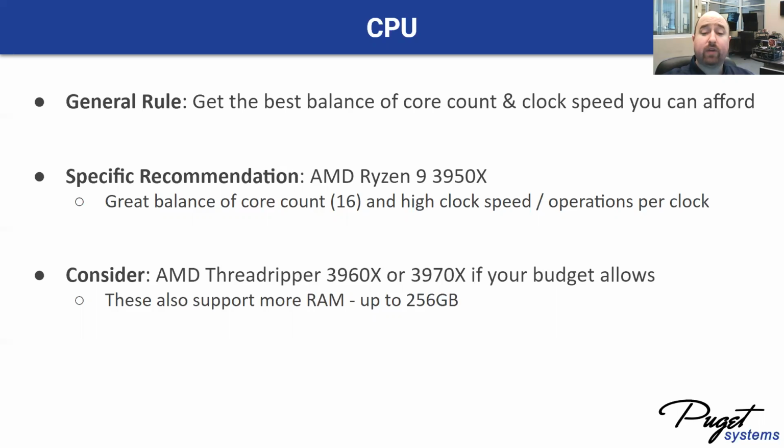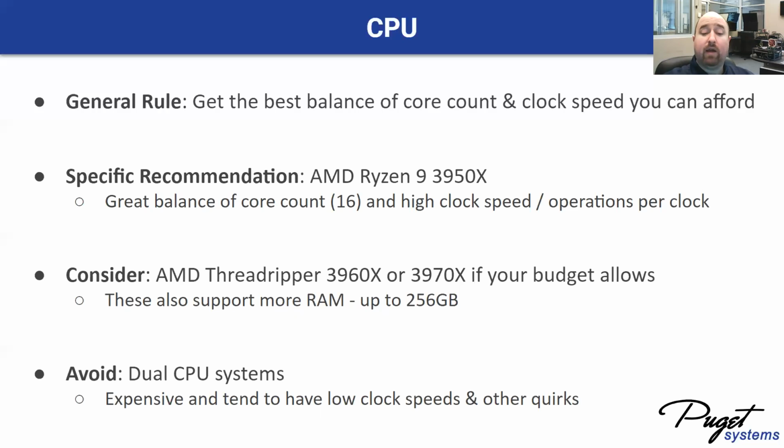The other thing to note about the CPUs is they will affect, between the CPU and also the motherboard, how much RAM a system can have. The 3950 goes up to 128 gigs of RAM. The Threadripper chips will go up to 256. So if you're working with really large projects and think you want that extra RAM, that's another reason to go up to Threadripper. Something to avoid, dual CPU systems. Most of these tend to have lower clock speed. They can cram a lot of cores in.